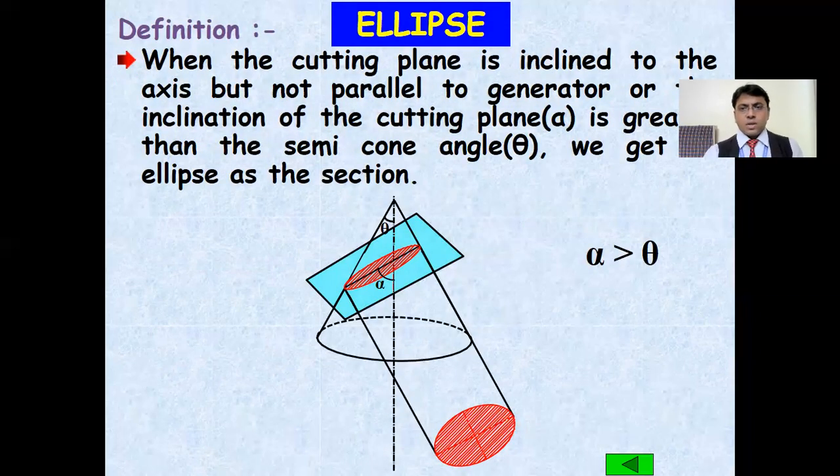Similarly, you will be able to understand how an ellipse is obtained, as I discussed previously also: when the cutting plane is inclined to the axis but not parallel to the generator, or the inclination of the cutting plane alpha is greater than the semi-cone angle theta, we get an ellipse as the section. So here the angle alpha on the diagram is greater than the angle theta. The outcome of this cutting surface, when we convert it into a plane structure, is an ellipse.